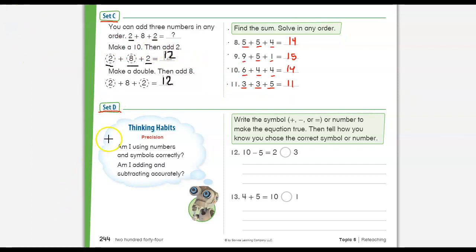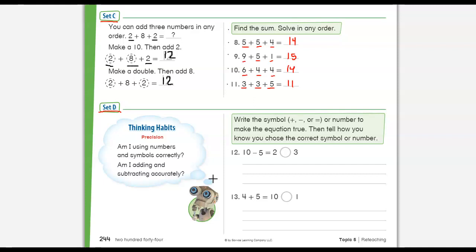On set D, let's see what our robot friend has to tell us. He has a big thinking bubble. So he is saying thinking habits, precision. Am I using numbers and symbols correctly? Am I adding and subtracting accurately?